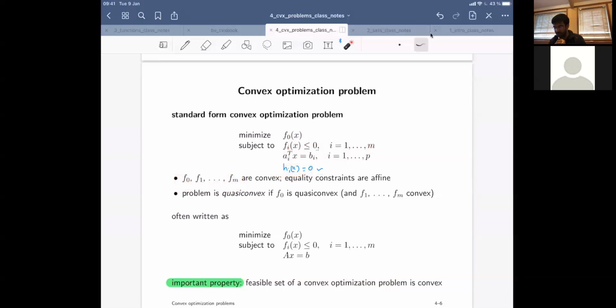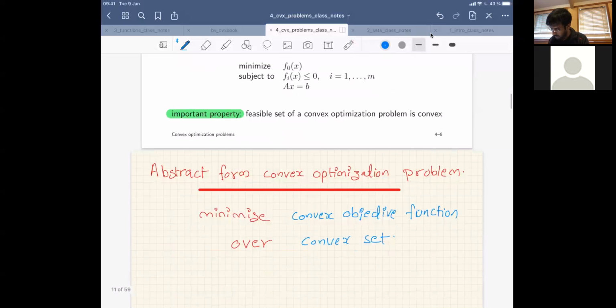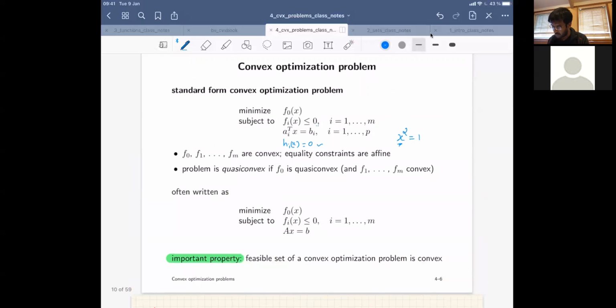Okay, so this is the standard form. Why are we saying this? For example, if you consider an equality constraint like x square equal to 1, here h of x equal to x square is not affine. Then we are saying that x can be plus or minus 1, right? Is that convex? No, right? So a convex problem can always be visualized as this standard form.